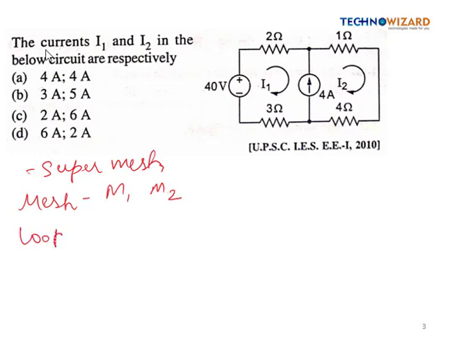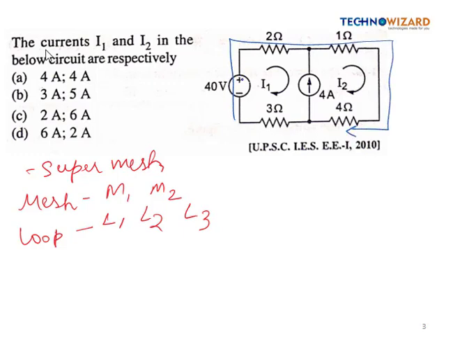But if we consider loops, in this network or circuit three loops are present. This is loop 1, this is loop 2, and the outer one is loop 3. But loop 3 can't be considered as a mesh because it contains two inner loops. So here loops are 3, which are L1, L2 and L3. We have to find out the current I1 and I2. Here this is forming a super mesh, so we have to apply the KVL in the outer loop.